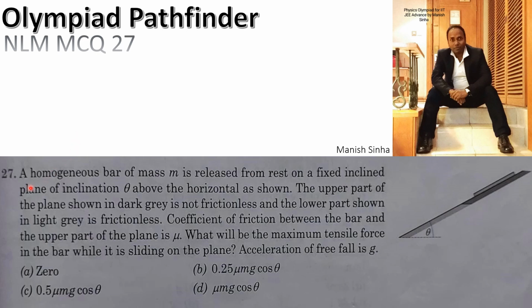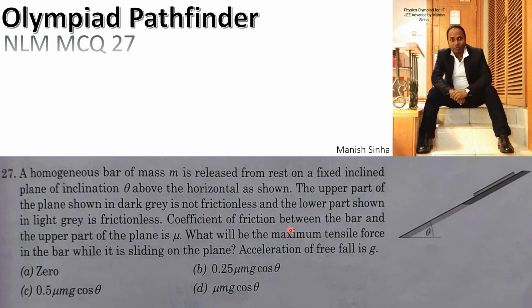Question goes like: a homogeneous bar of mass m is released from rest on a fixed inclined plane of inclination theta above the horizontal as shown. The upper part of the plane shown in dark gray is not frictionless. So this part is not frictionless. And the lower part shown in light gray is frictionless. So from here it is frictionless.